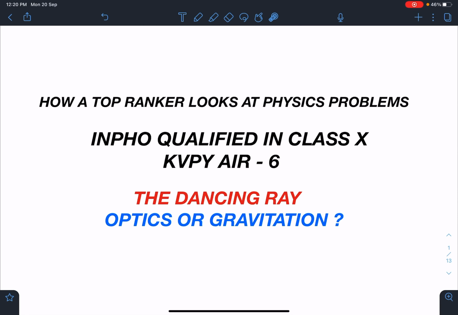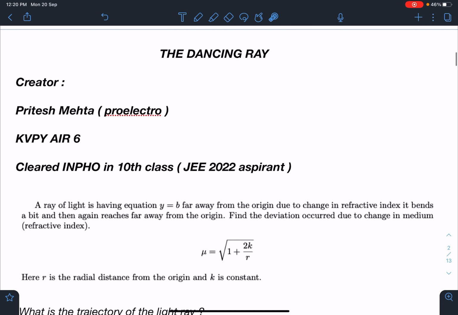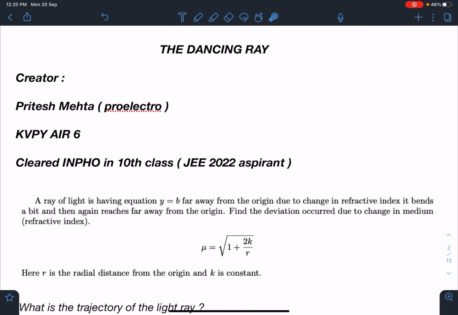Guys, today's video is a very special one and we will see how a top ranker looks at a physics problem. This problem is framed by one of the students who is INPHO qualified and KVPY All India rank 6. He is a JEE 2022 aspirant and he qualified INPHO in class 10th. The name of this problem is the dancing ray, and you have to judge whether this problem is from optics or from gravitation.